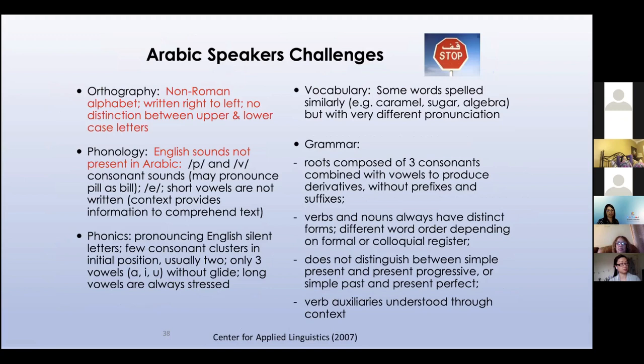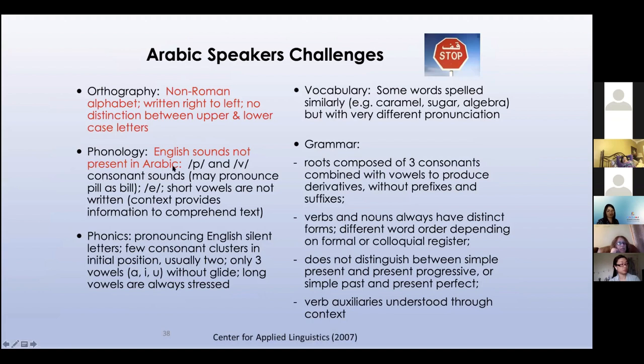Another issue, like this is Arabic, they use a non-Roman alphabet, just like Hmong and some Asian languages. They write from right to left. So imagine the fluency. There's no distinction between upper and lowercase letters. So if they're making those errors, is that a writing disability?